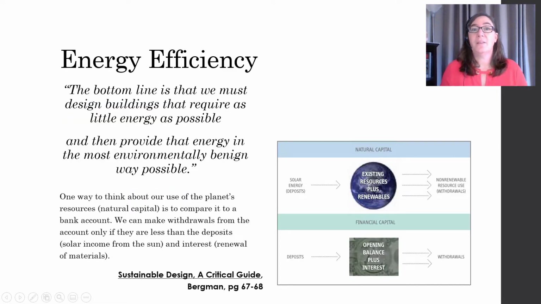Your textbook says this really well. It says, the bottom line is that we must design buildings that require as little energy as possible, and then we have to provide that energy in the most environmentally benign way possible.